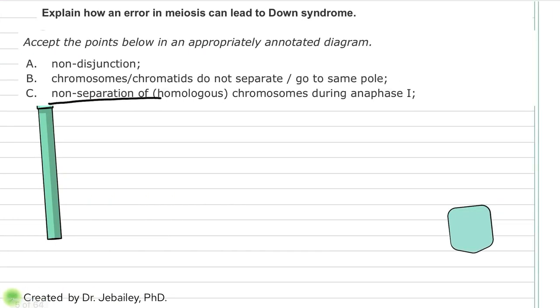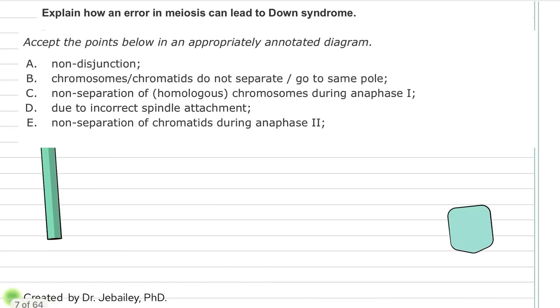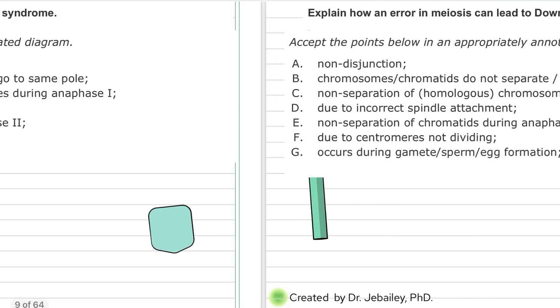So it's non-separation of homologous chromosomes during anaphase 1, as I have mentioned. You can say it's because the spindle did not work on attaching. And you can say non-separation of the chromatids in anaphase 2. So you can see homologous on anaphase 1 here. And you can see because of the centromeres, it did not divide.